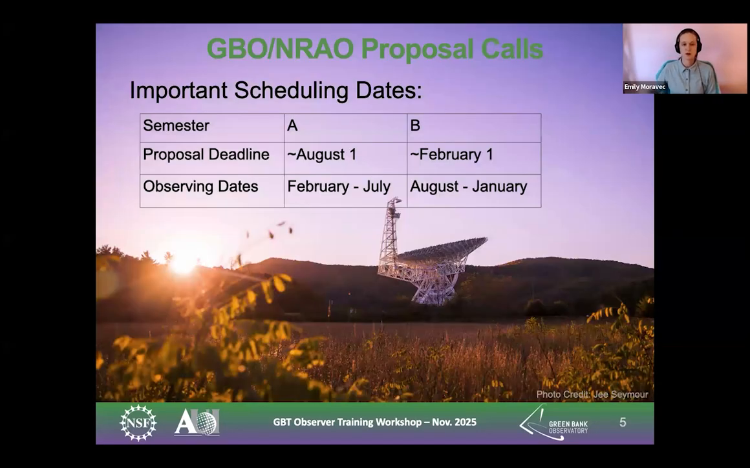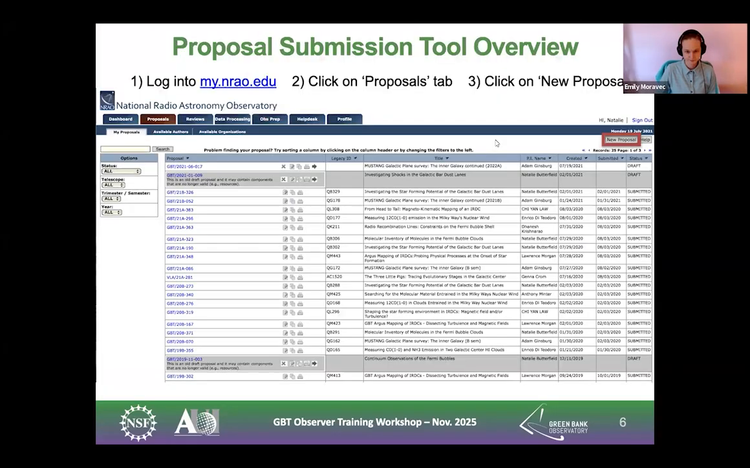So GBO and NRAO have two different proposal calls and deadlines every year. These days they are around August 1st and February 1st for those semesters. We have now implemented a policy that it is the Wednesday closest to August 1st or February 1st. That can be a bit confusing, but just check the proposal call and there'll be a very clear deadline put out for you. So we have the two different semesters and their corresponding deadlines.